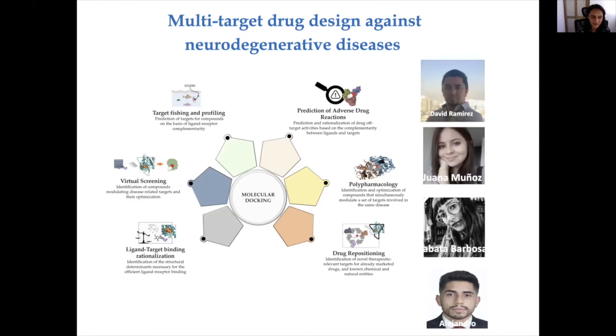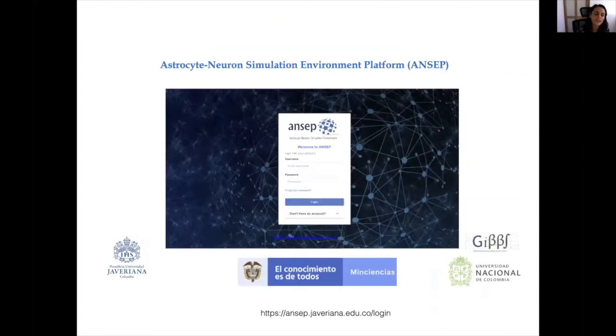The next. In an effort to make the mentioned omics data more accessible to researchers and students around the world, we created the Astrocyte Neuron Simulation Environment Platform, ANSEP, to operate those metabolic models developed with omics data, through an easy-to-use and accessible interface. The platform makes it possible to perform flux balance analysis, flux variability analysis, and robustness analysis.